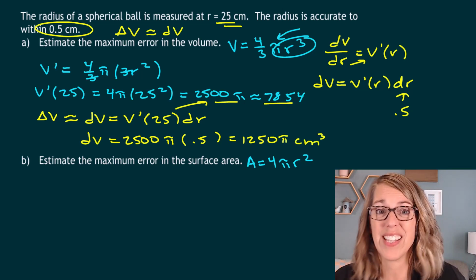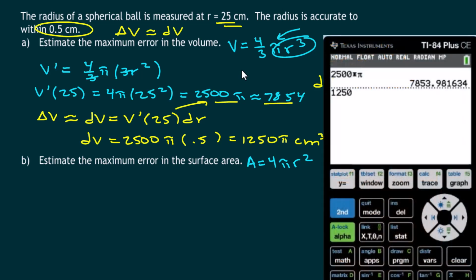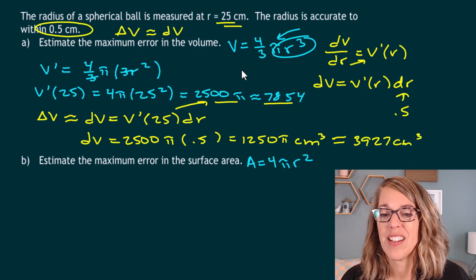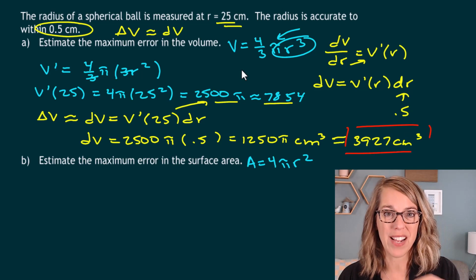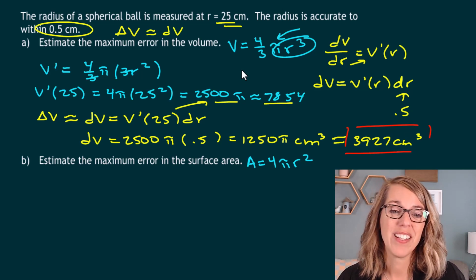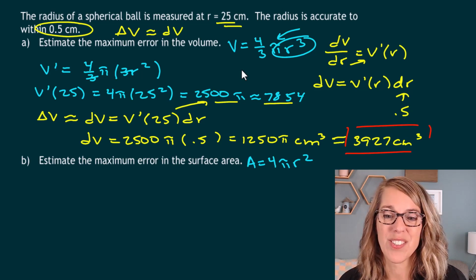This is a difference in the volume, so I've got cubic centimeters. And if I put this into my calculator, I end up with 3,926.99. Let's call that about 3,927. So this is going to be 3,927 cubic centimeters. Not a small difference, right? So this would be the maximum error or differential in the volume. Let's go ahead and do the same thing for the surface area.